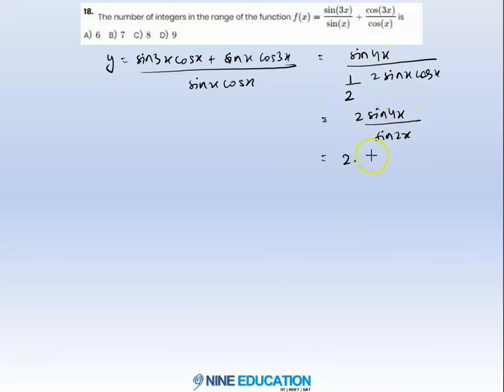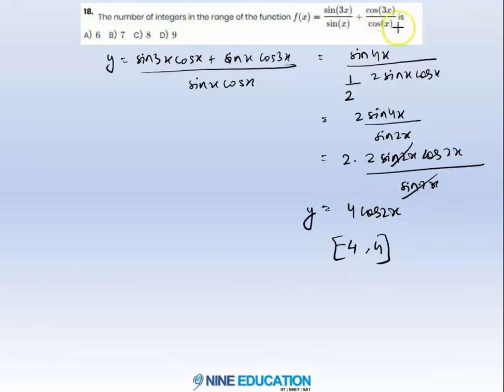Now sine 4x can be written as 2 sine 2x cos 2x, as per the sine 2 theta formula. So sine 2x will get cancelled. So this is nothing but 4 times of cos 2x. Cos can take values from minus 4 to 4. But since cos x cannot be 0, otherwise this denominator will become 0, for that purpose, I can say that cos x should not be equal to 0. So therefore, x should not be a multiple of pi by 2. I mean integer multiple of pi by 2.